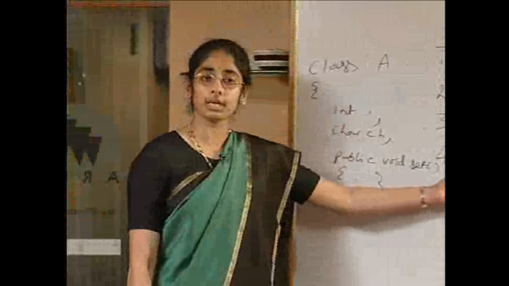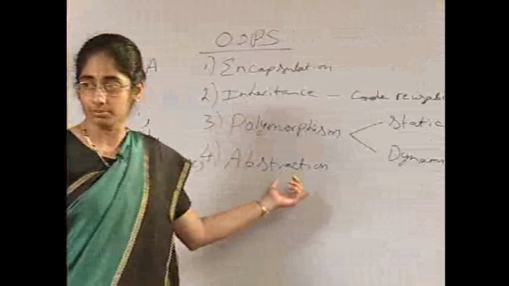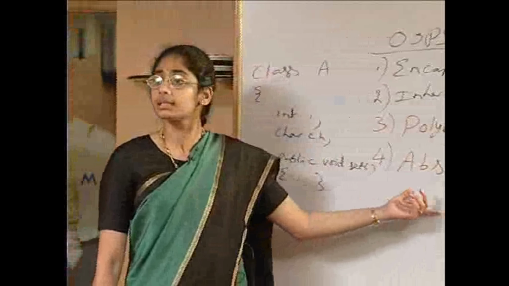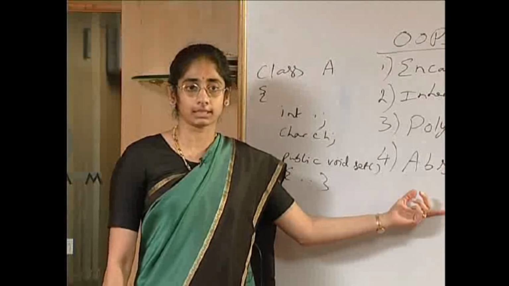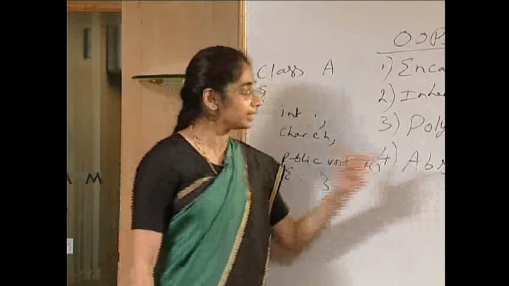Now coming to abstraction. Abstract means something which is unknown. So this generally occurs, the abstract data types occur at the generic level of classes, at the top level of classes. That is abstraction.